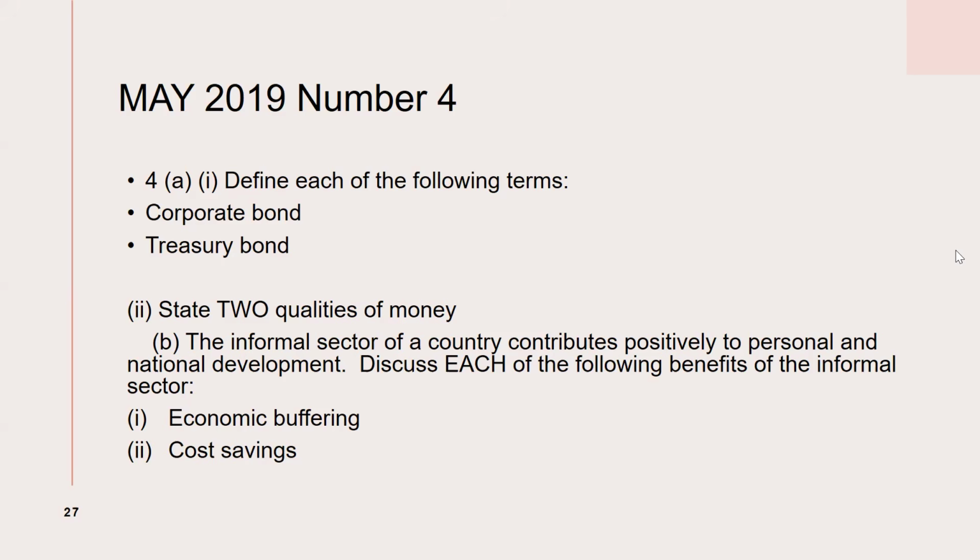So, economic buffering. The informal sector acts as a shock absorber whenever there's a crisis in the economy. So let's look at COVID, for example. When COVID-19 hit, a lot of people lost their jobs or their income reduced. Instead of just falling into poverty, or the government having to spend a lot of money to stop people from falling into poverty, a lot of persons turned to the informal sector.